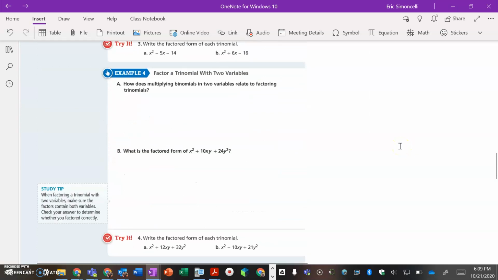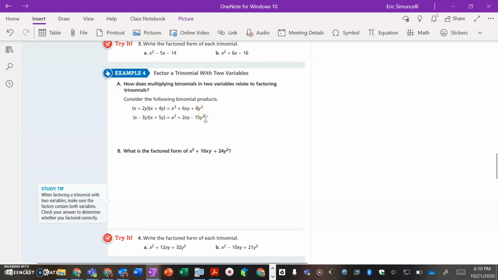Example 4. Factor a trinomial with two variables. How does multiplying binomials in two variables relate to factoring trinomials? Let's take a look at a product of two binomials. Consider the following binomial products. We've got x plus 2y times x plus 4y, which if you FOIL this, x times x is x squared, x times 4y is 4xy, 2y times x is 2xy, which adds to 6xy because they're like terms. 2y times 4y is 8y squared.